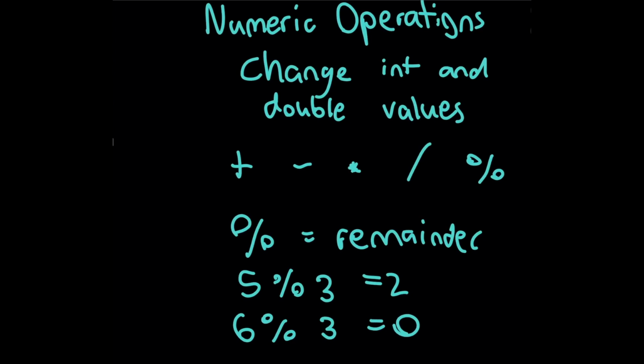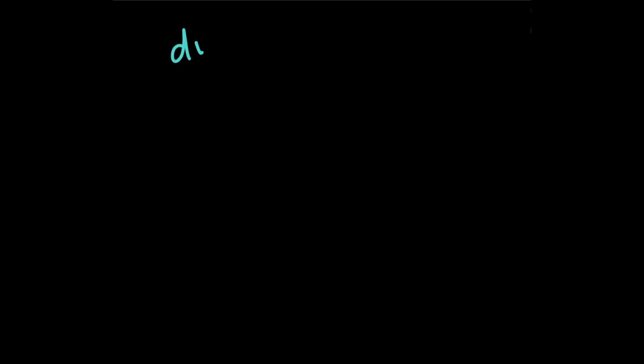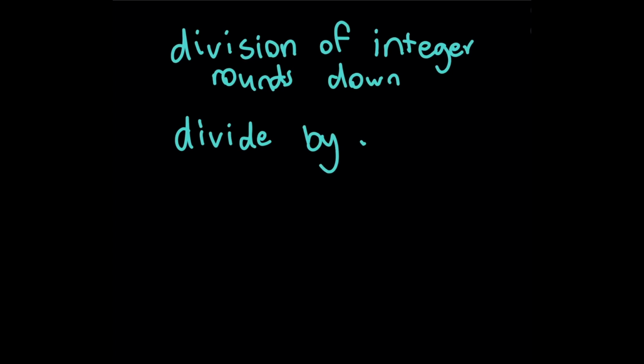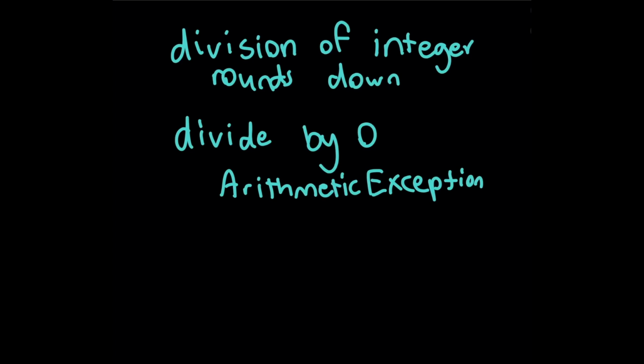Division of integers will result in them being rounded down to the nearest whole number. If you want to divide with decimals, you have to use doubles or cast them. We'll talk about casting later in this lesson. An attempt to divide an integer by 0 will result in an arithmetic exception error.